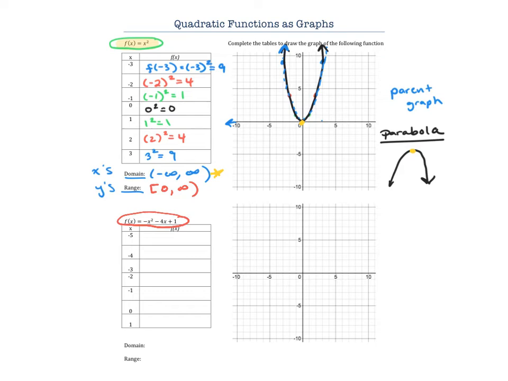And I'm going to quickly plug in negative 5, negative 4, negative 3, negative 2, negative 1, 0, and 1 to show you what this looks like. But I'm going to pause and do it. So if you want to pause and try it on your own, you could do that.